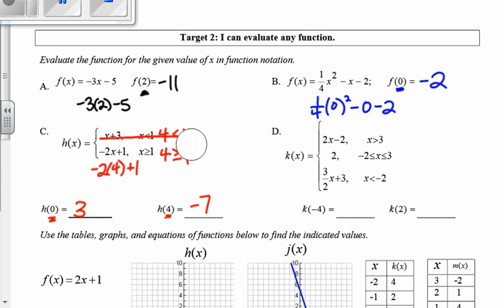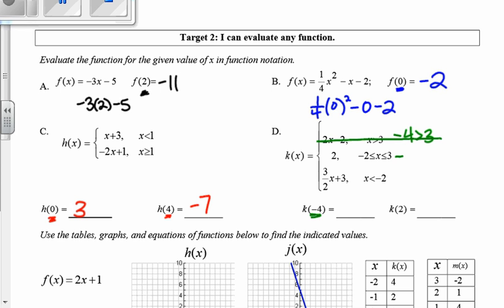Okay, so now on D, we have another piecewise function, but there's 3 lines, and so it's going to work the same way. You're going to take your input value, which is -4 in this case, and we're going to plug it in to all 3 of the inequalities. So is -4 greater than 3? No, it is not.